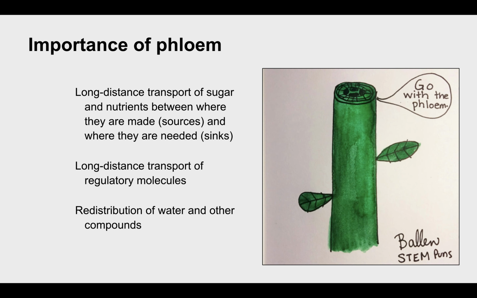Now the importance of phloem. Well, phloem transports stuff, right? What is that stuff? Well, it's the transport of sugar, nutrients, and other molecules between where they are made and where they are needed. And we're really talking about long distance transport here, right? So transport throughout the entire plant rather than short distances, which would be like cell to cell, right? They can also transport a lot of regulatory molecules like different hormones. They'll also transport water and help redistribute water throughout the plant as well.